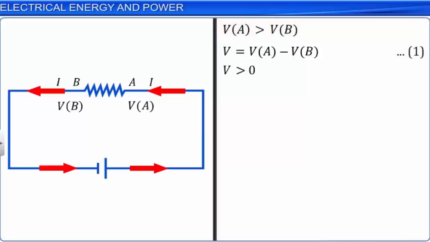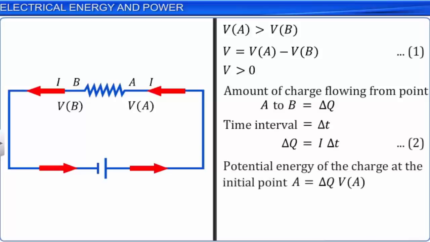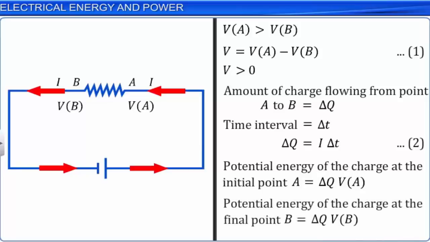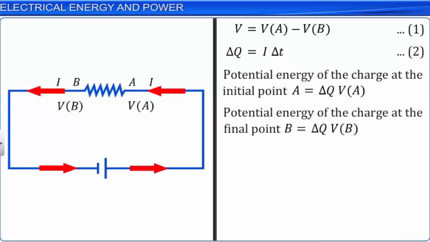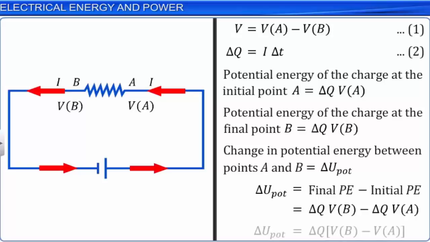Let the amount of charge flowing from point A to B be delta Q in the time interval delta T. Delta Q can be expressed as the product of I delta T. Let this be equation 2. The potential energy of the charge at the initial point A is delta Q VA. The potential energy of the charge at point B is delta Q VB. A change in potential energy between points A and B is expressed as delta U potential, which is equal to final potential energy minus initial potential energy, which is equal to delta Q into VB minus VA.